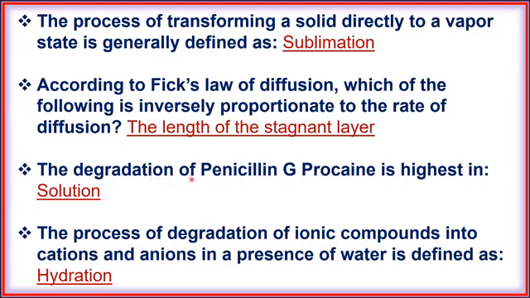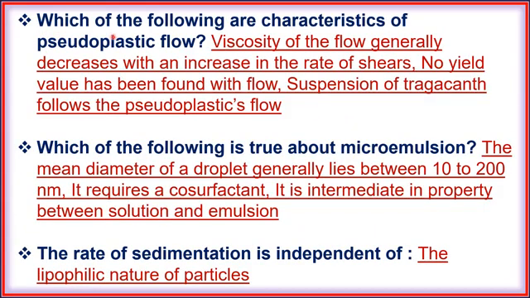Next, the degradation of penicillin G procaine is highest in solution. Next, the process of degradation of ionic compound into cation and anion in presence of water is defined as hydration. Next, which of the following are characteristic of pseudoplastic flow? Viscosity of the flow generally decreases with an increase in the shear rate. No yield value has been found with the flow, and suspension of tragacanth follow the pseudoplastic flow.